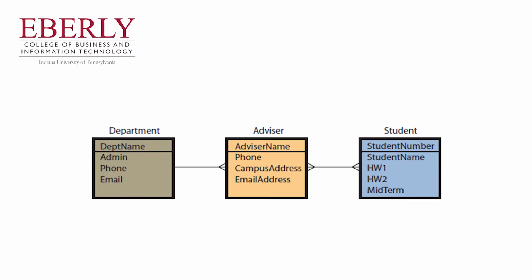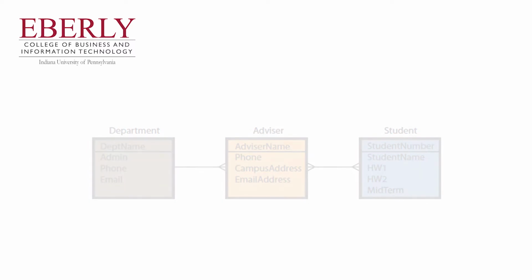Notice the line between department and advisor represents a one-to-many relationship, signifying that one department may have more than one advisor, but an advisor has at most one department. The line between advisor and student represents a many-to-many relationship because one advisor can be related to many students and a student can be related to many advisors.